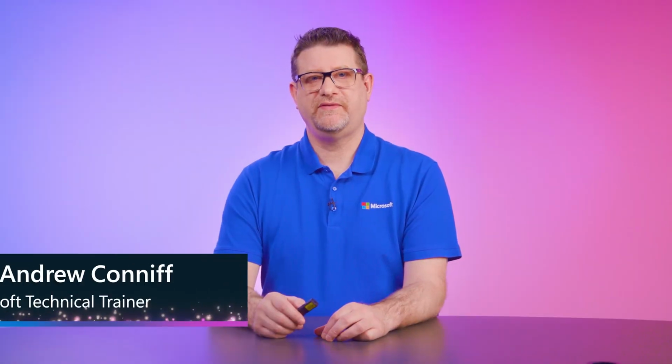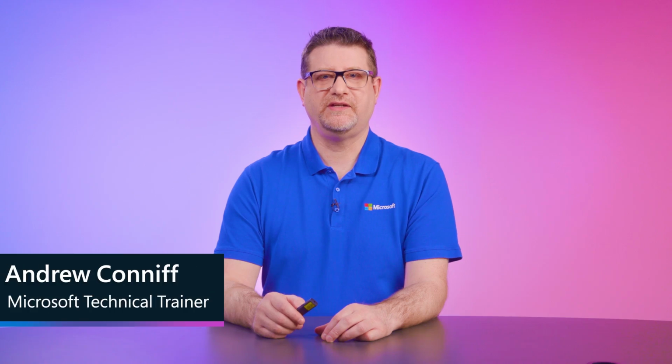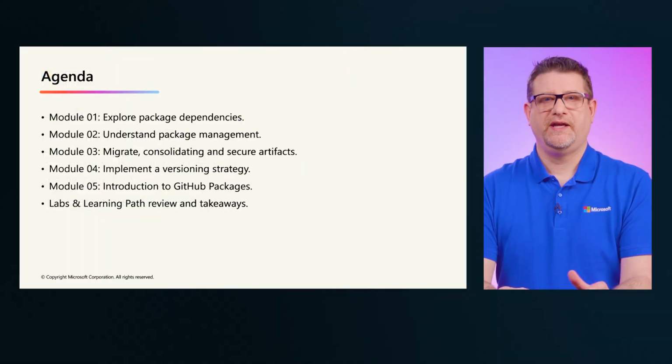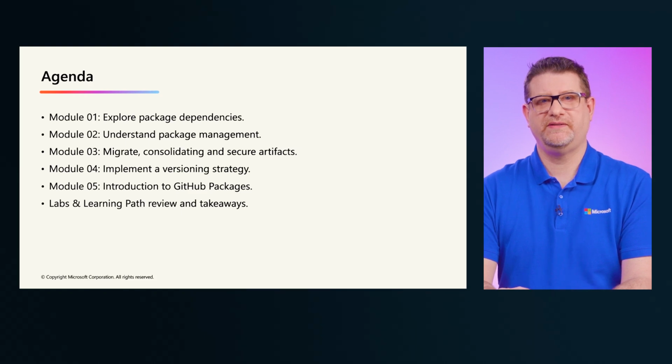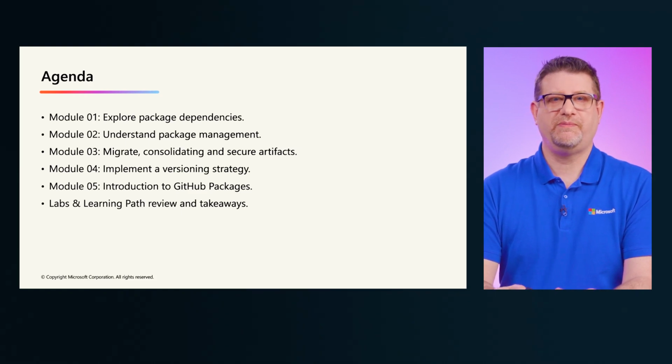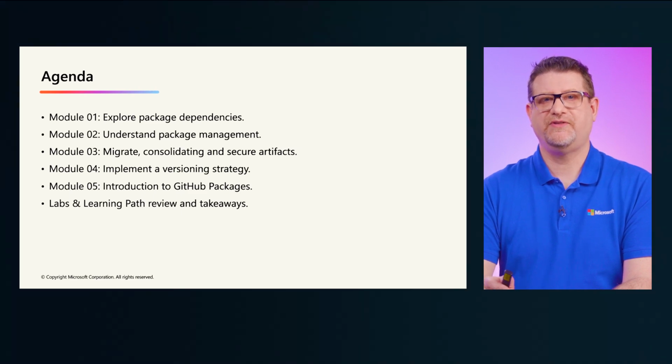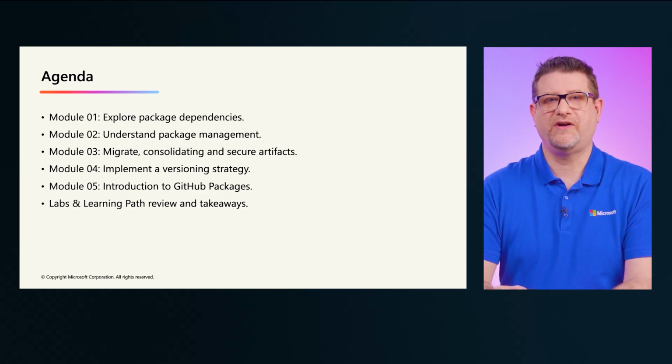Welcome to Learning Path 7, Design and Implement a Dependency Management Strategy. In this learning path, we'll take a practical tour through how modern teams handle dependencies end-to-end. We'll start by exploring what package dependencies look like in real projects, then dig into package management fundamentals, and talk about how to migrate, consolidate, and secure our artifacts.